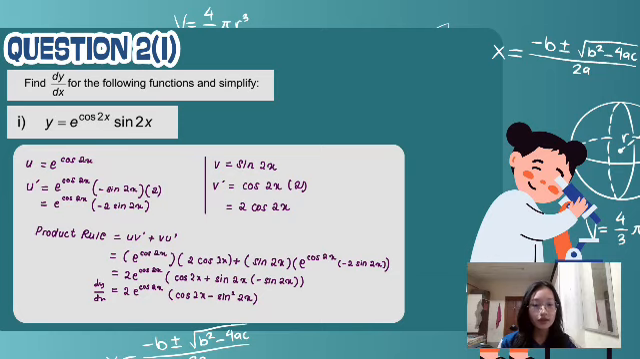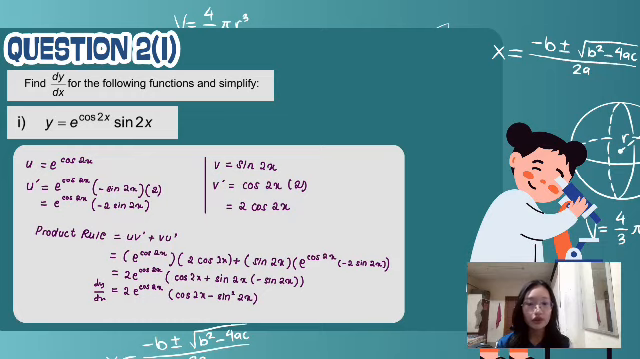After that, identify the subject of the power. The subject is 2x, so we differentiate the 2x, which we will get 2. The 2 will be multiplied along with e to the power of cos 2x and negative sin 2x. So, the u prime is e to the power of cos 2x in bracket negative 2 sin 2x.